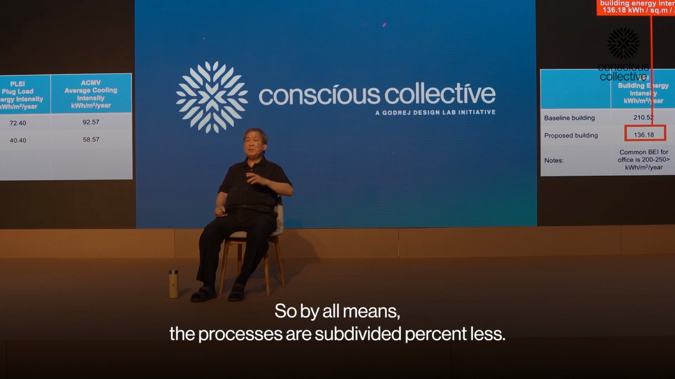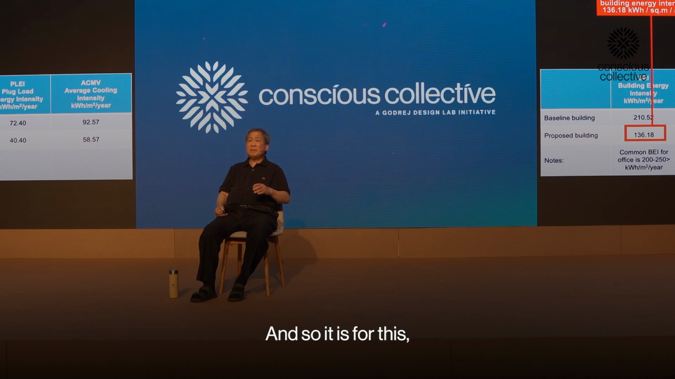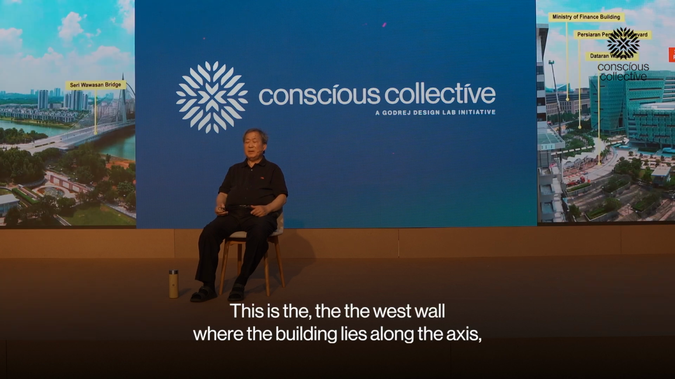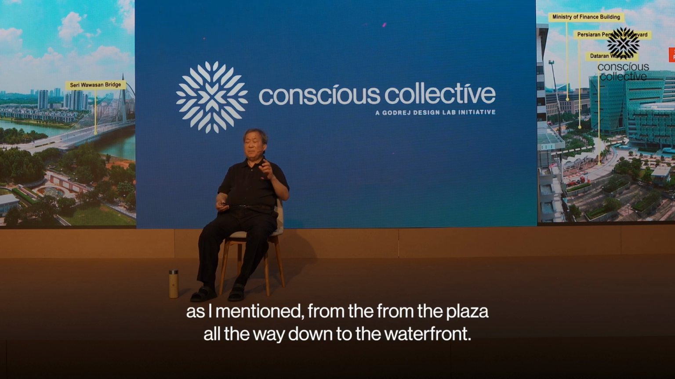So by almost the purposes, it's about 75% less. And so it's a low-energy building in that sense. And this is the west facade. This is the west wall. But the building lies along the axis, as I mentioned, from the plaza all the way down to the waterfront.